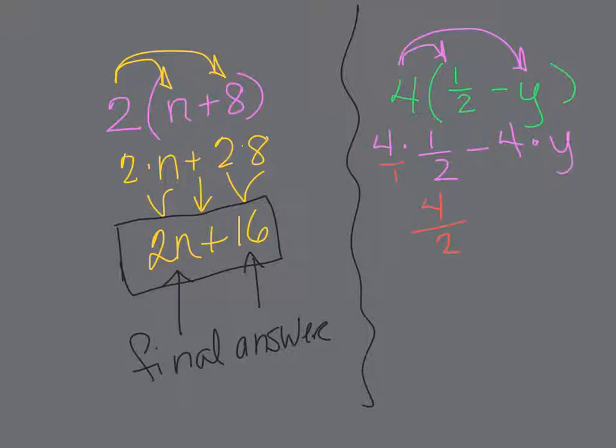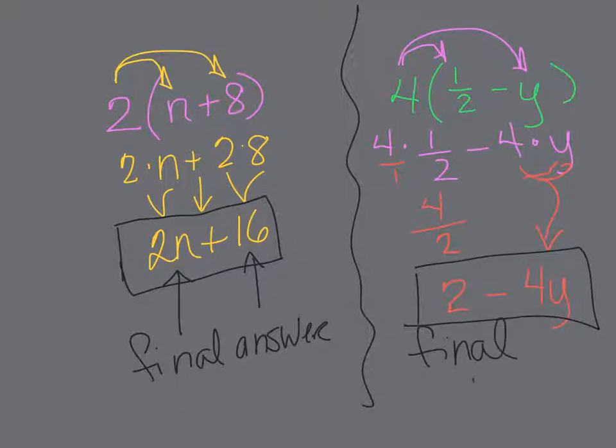Last we will reduce 4 over 2. 2 is too little to hold up that big giant 4, or you can just simply think about it as a division problem. 4 divided by 2 gives us 2. Oh, that's a funny looking 2. Let me fix that. 2 minus, and I know that 4 times y is equal to 4y. Again, that is your final answer. Do not try to do anything else. Final answer.